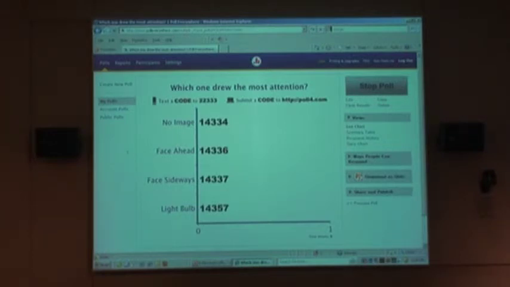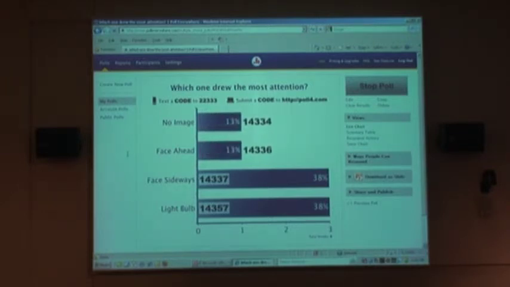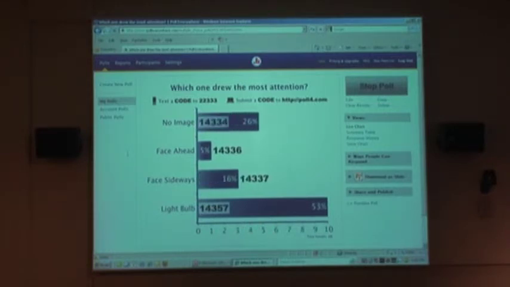So which of the four do you think drew the most attention to that area? In this case, I am talking about eye tracking data, but also things like how quickly they found the information. I think these are at least fairly descriptive. Face sideways means that the model was glimpsing toward the copy. And face ahead means that she's looking straight out from the page.